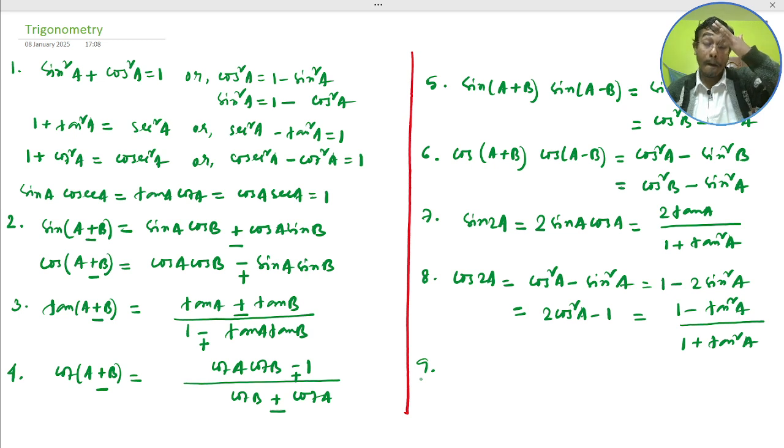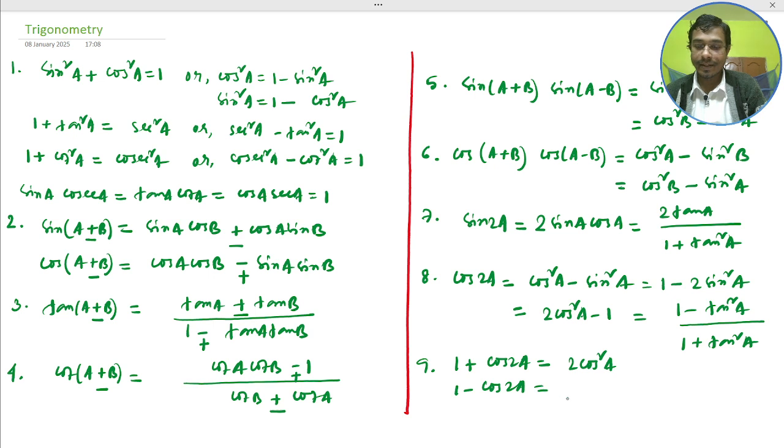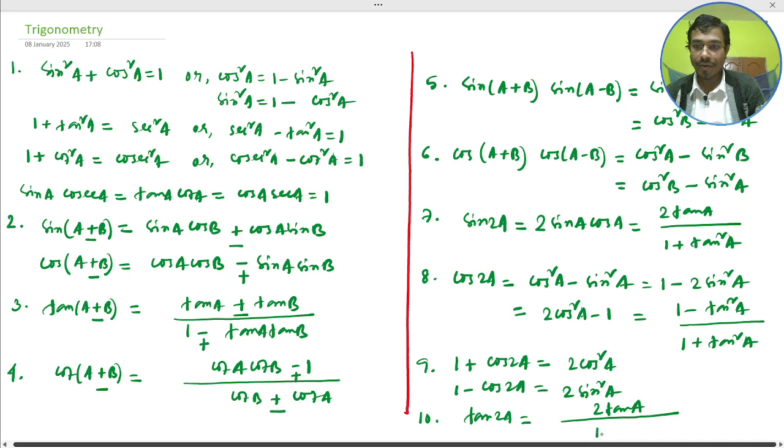Next, 1 plus cos 2a equals 2 cos square a, and 1 minus cos 2a is equal to 2 sin square a. Very important formula. Next, for tan, tan 2a is equal to twice tan a divided by 1 minus tan square a.